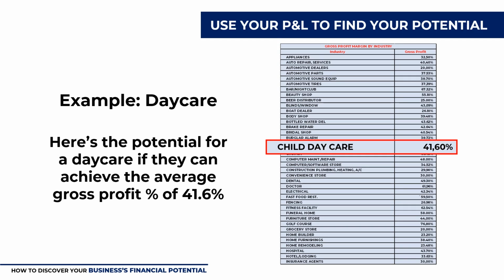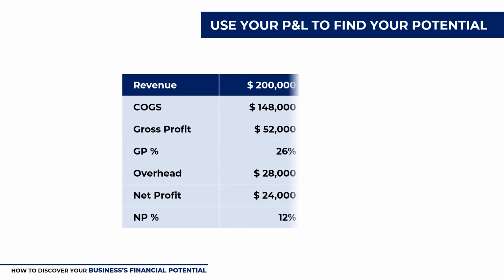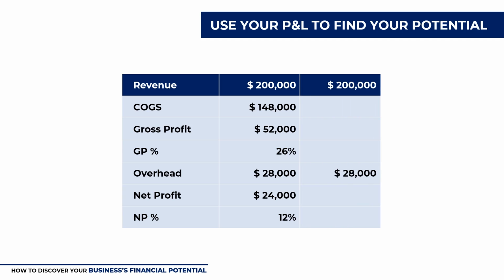But let's see what would happen if we could simply bring this business up to their industry average. Here's the potential for a child daycare if they can achieve the average gross profit percentage of 41.6%. Let's bring up their original P&L again, and then create a revised P&L on the right. As we start, we only have 2 numbers on our P&L that remain the same as the original, our revenue of $200,000 and our overhead of $28,000. Now we can plug in our target gross profit percentage of 41.6%.